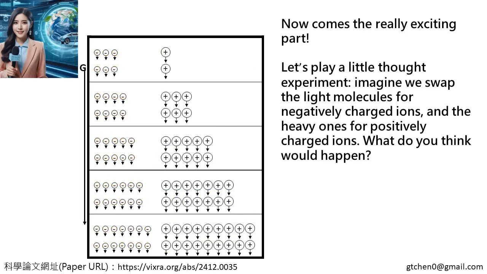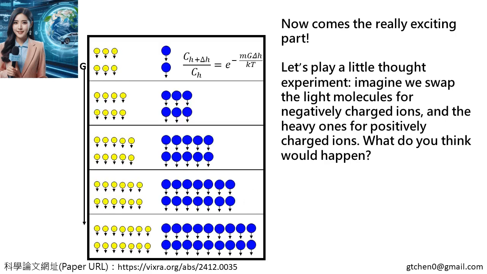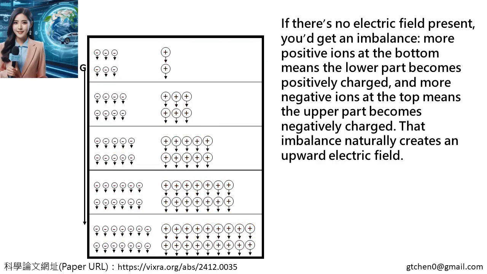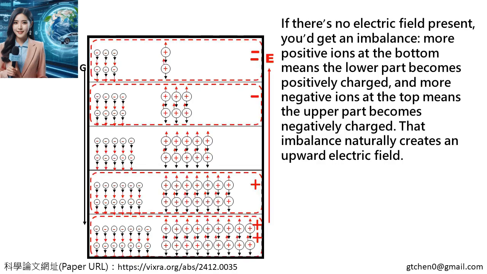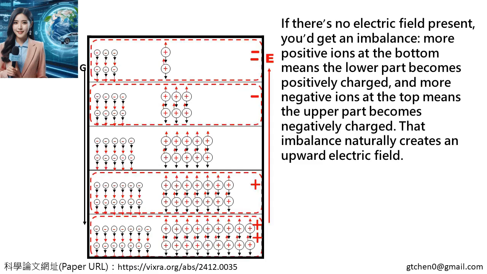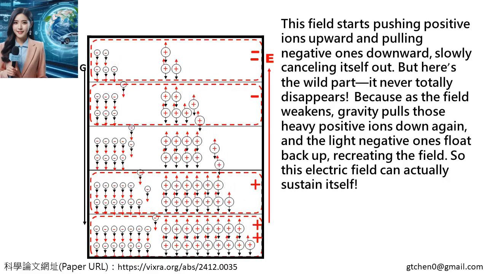Imagine we swap the light molecules for negatively charged ions, and the heavy ones for positively charged ions. What do you think would happen? If there's no electric field present, you'd get an imbalance. More positive ions at the bottom means the lower part becomes positively charged, and more negative ions at the top means the upper part becomes negatively charged. That imbalance naturally creates an upward electric field. This field starts pushing positive ions upward and pulling negative ones downward, slowly canceling itself out.